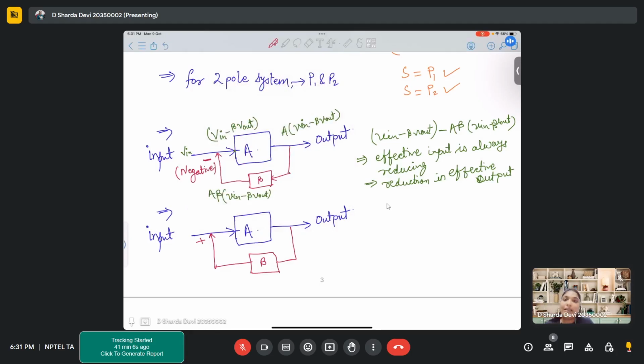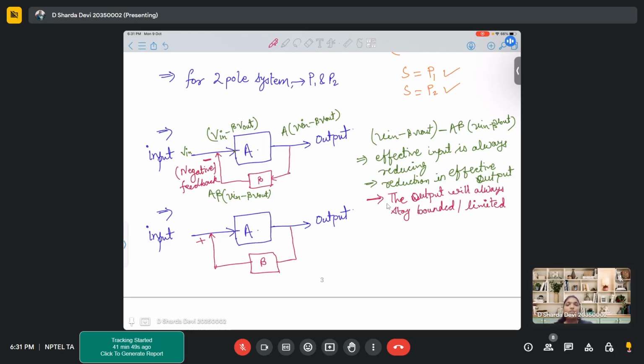Because you are subtracting your output with a factor from your input. So this is a negative feedback. In case of negative feedback, the effective input is always reducing, leading to reduction in your effective output. So at the end, the output will always stay bounded or limited. Correct?